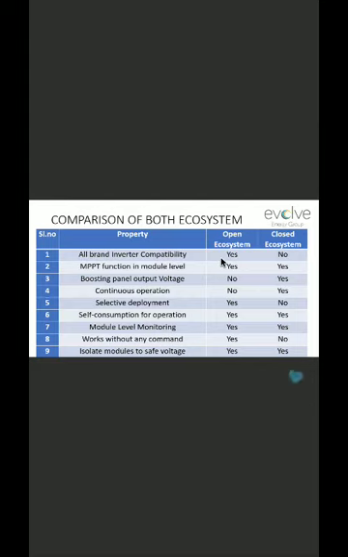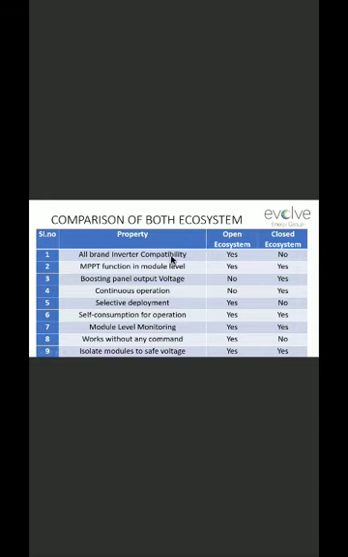It's a small comparison for selecting an optimizer. In most conditions the functionalities of optimizers are the same, and I can give you some differences between these two technologies: open and closed.